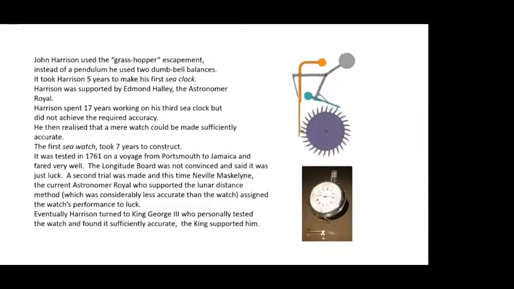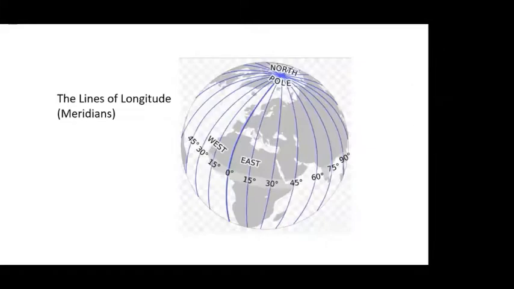John Harrison, who was feeling the pinch after all these years, turned to King George III, and he gave him his watch, and the king personally tested the watch, and he found it to be sufficiently accurate. The king supported him and gave Parliament a push in the right direction, and John Harrison was given the money that he won.